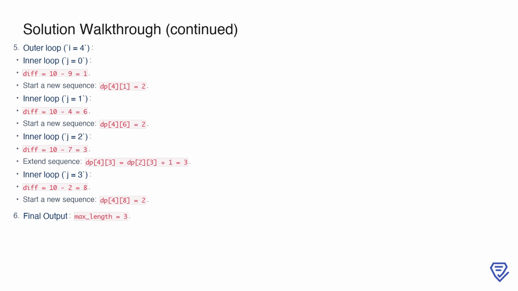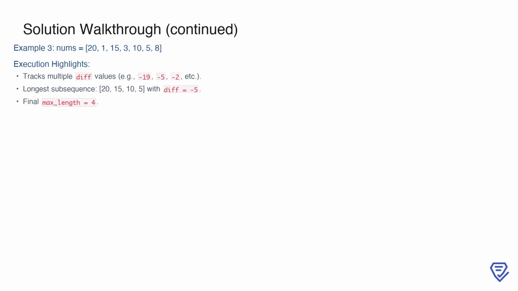Finally, with j equals 3, the difference is 8. Since this difference is not in dp[3], we start a new sequence, dp[4][8] equals 2. After processing all elements, max_length remains 3, which is the length of the longest arithmetic subsequence in this example.